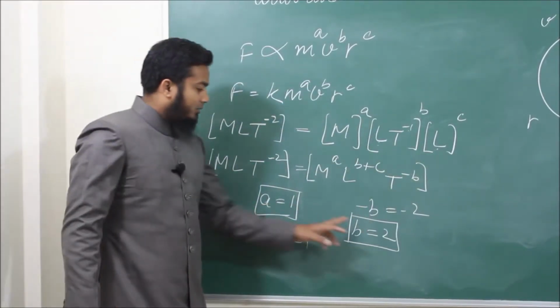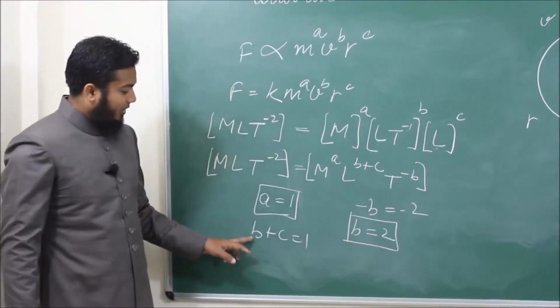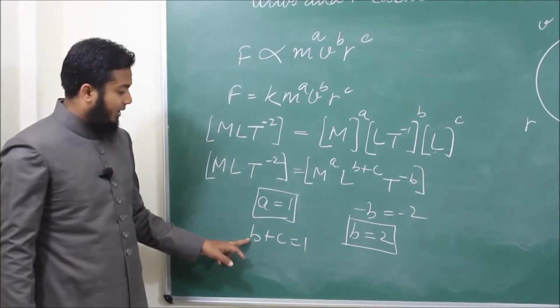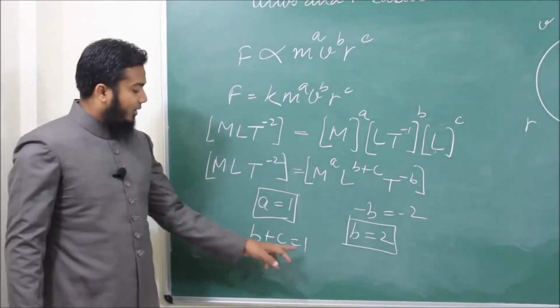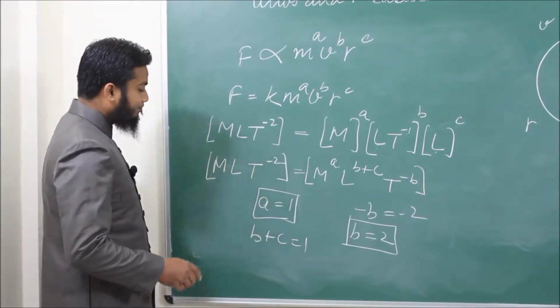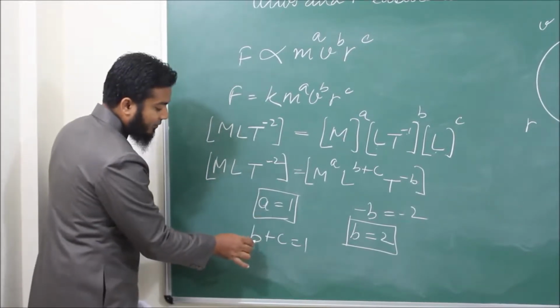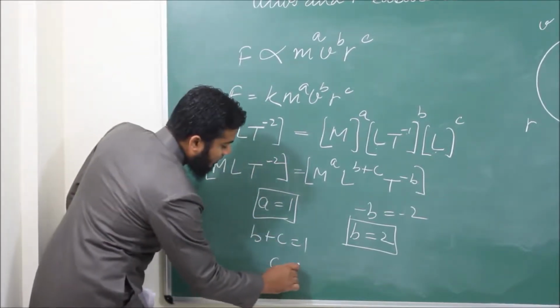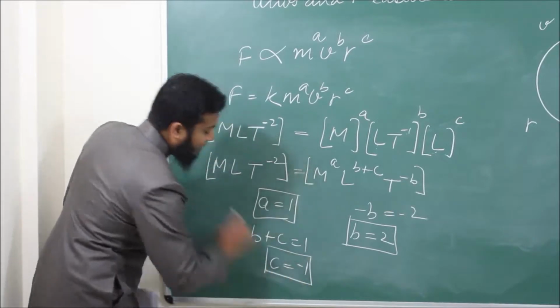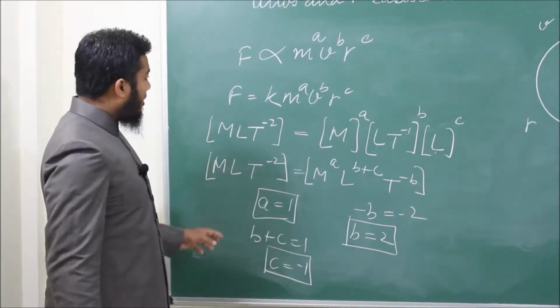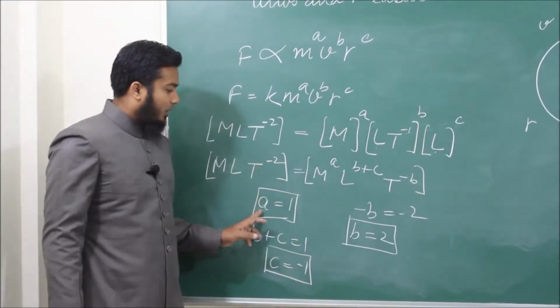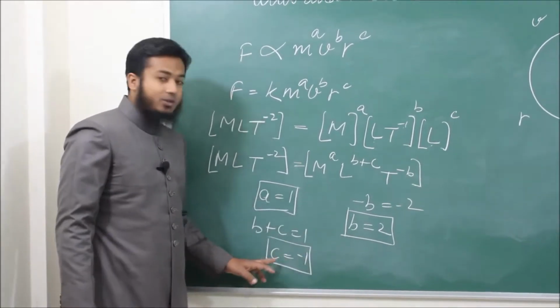Now A is 1, B is 2, and from this equation, if you put the value of B here, you will find the value of C as minus 1. If 2 is here, then C is equal to minus 1. So you have got all the exponents. A is 1, B is 2, and C is raised to the power minus 1.